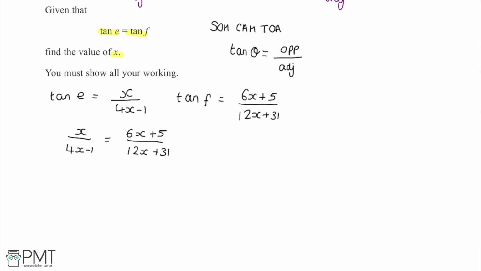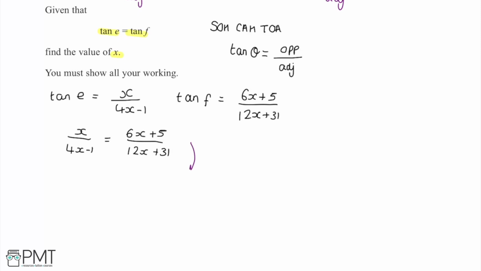And we're working with fractions, which is not the best. So we're going to start a process to remove these fractions. Now we basically just need to multiply up both sides of the equation to eliminate this fraction. And how we can do that is by cross multiplying them, or by multiplying both sides by the denominator 4x minus 1 and this denominator of 12x plus 31.